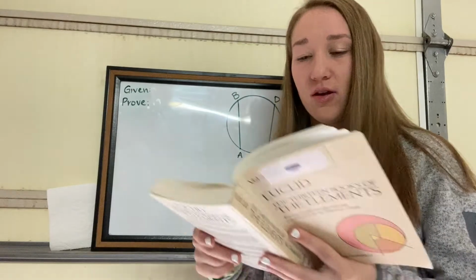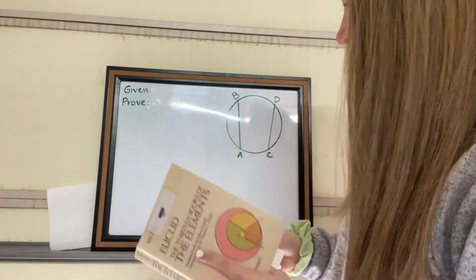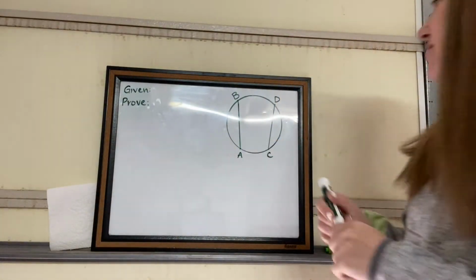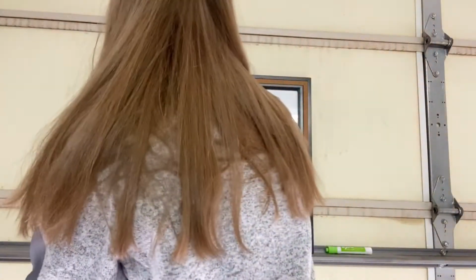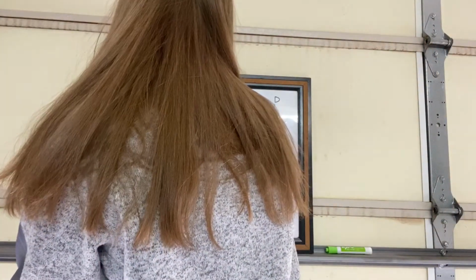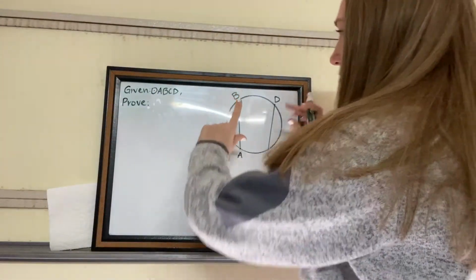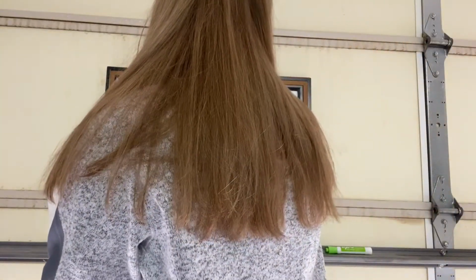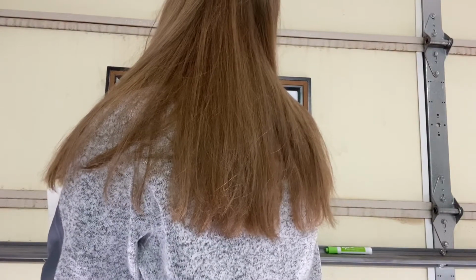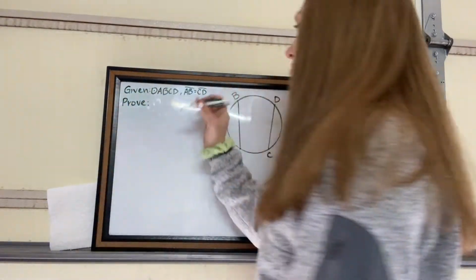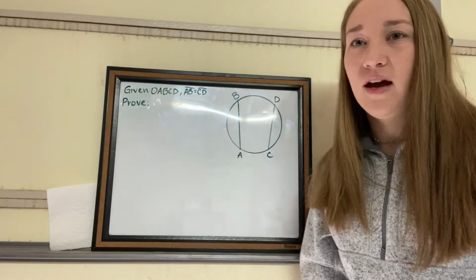So, first he gives us the circle ABCD, and I went ahead and drew that, so I'm going to put circle ABCD, and he also gives us these two lines which are equal to each other. So line AB is equal to line CD. So those are our givens. I hope y'all can see that.